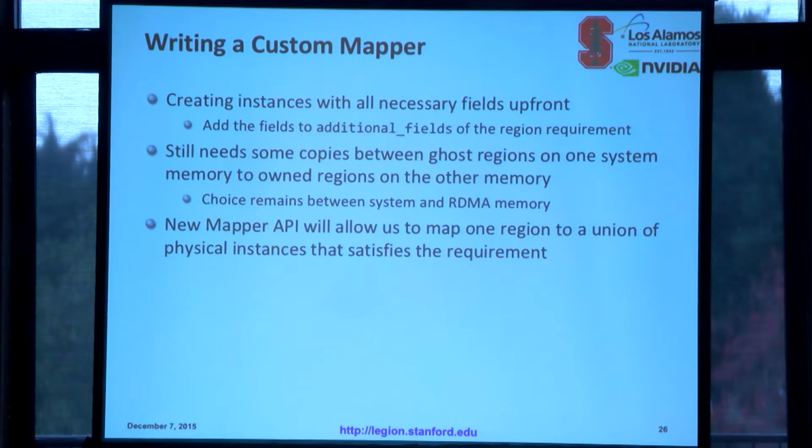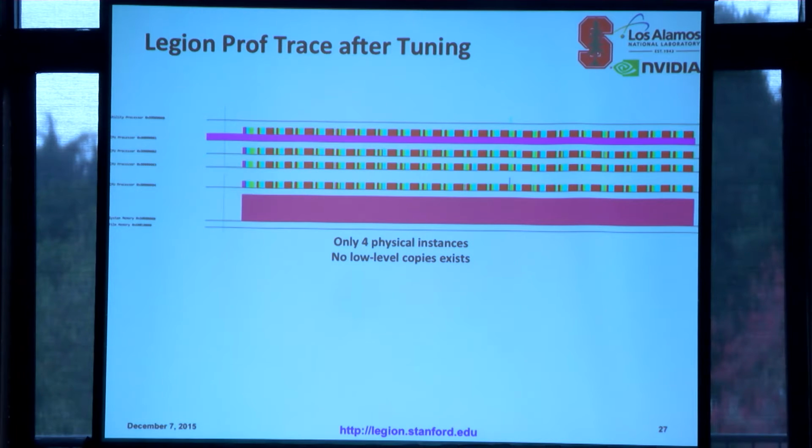And again, the new mapper API will even allow us to map one logical region to a union of physical instances that cover the requested fields. But with the old API, this is the option we choose. So we run mini-arrow with the new mapper. And you can see that there are only 4 physical instances. There's no boundary between them here, but I count them.